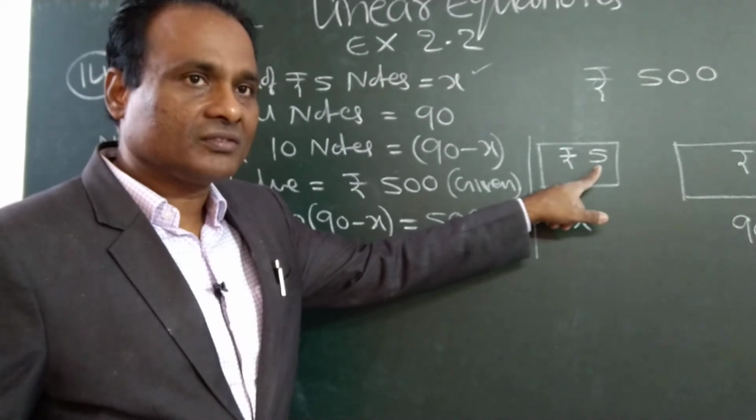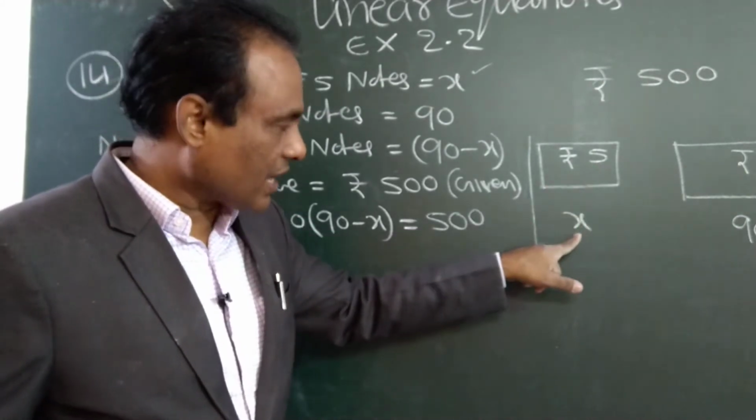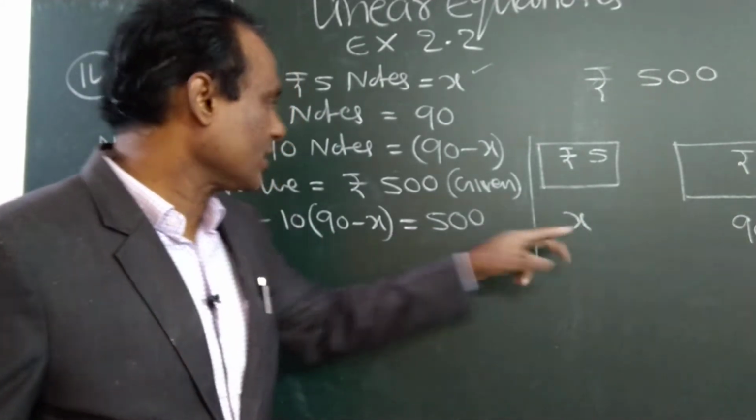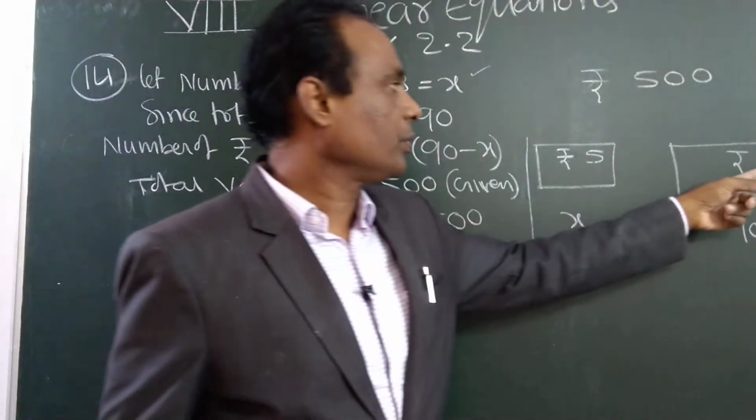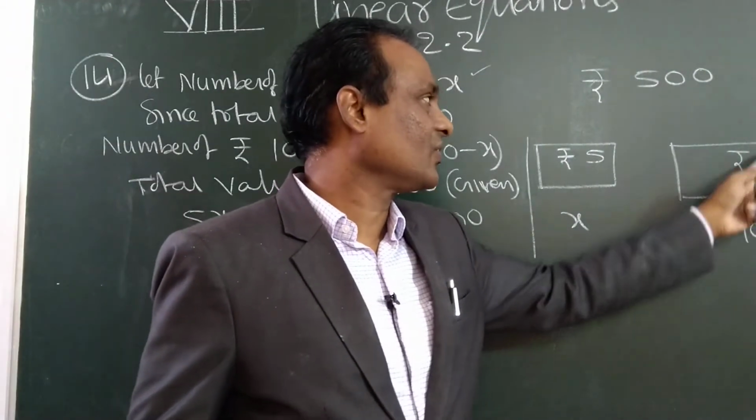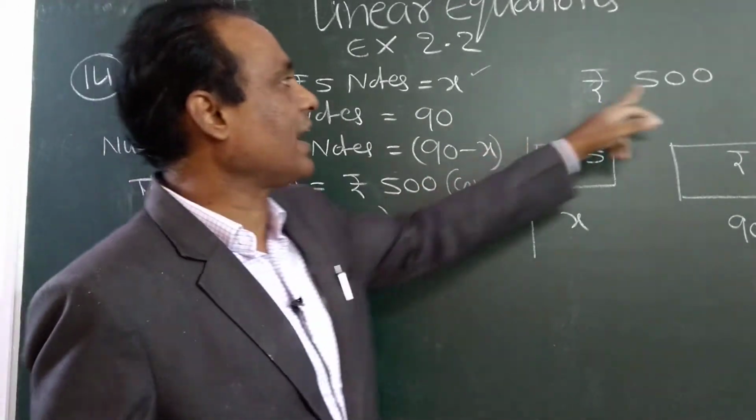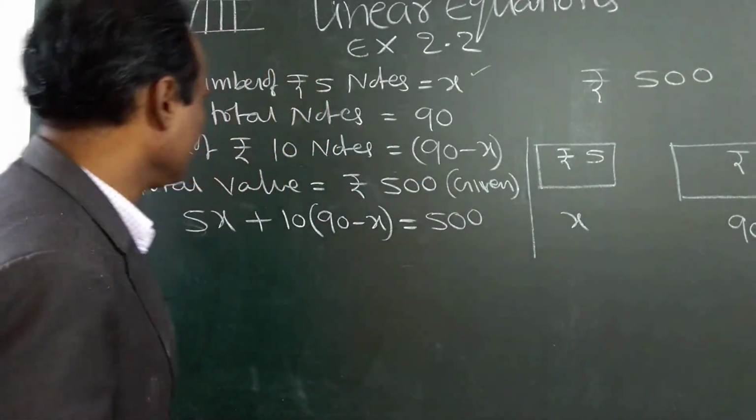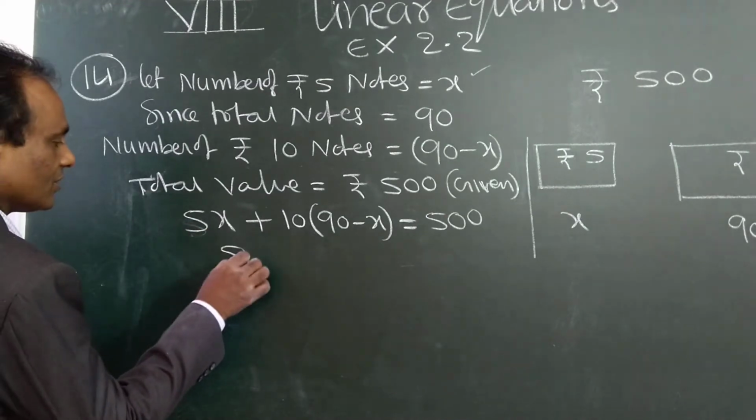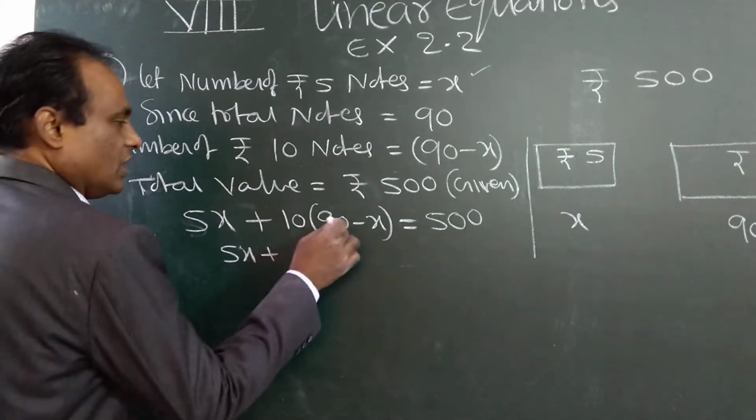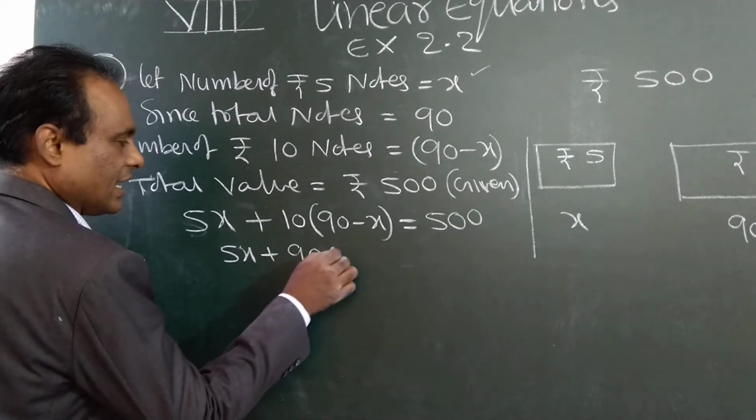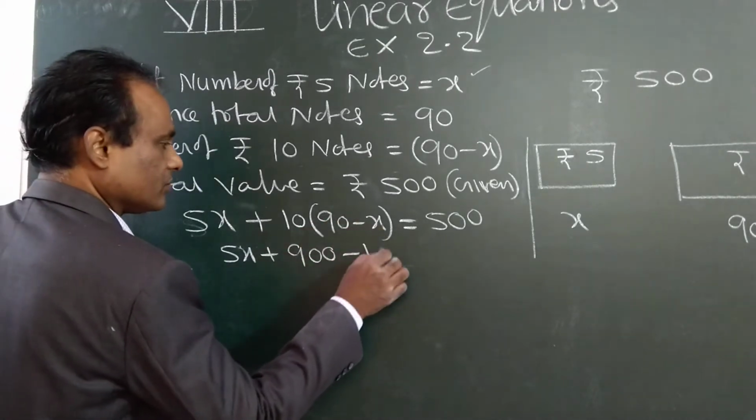The 5 rupee notes are X. The total cost is 5 into X. For the 10 rupee notes, how many notes do we have? 90 minus X. So 10 into 90 minus X. This is the amount we have, but the total amount should be 500. So 5x plus 900, 10 into 90, minus 10x.